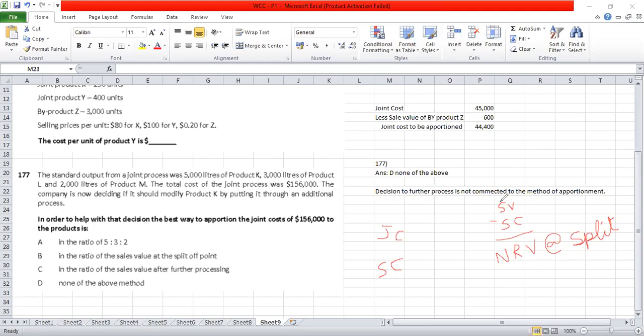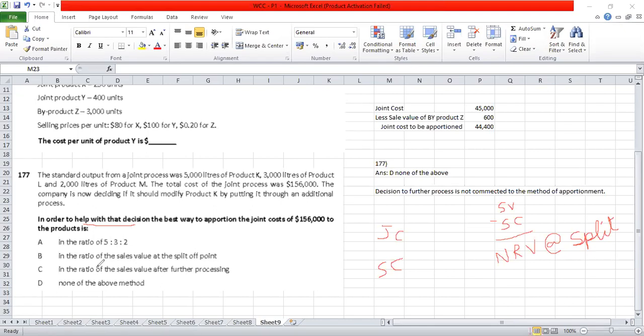In that case, can't we take the ratio, ma'am, 5:3:2? We can see the question again. Once again, please look into this one in order to help with the decision. But the decision is unconnected, no? What is the proportion in which the joint cost should be apportioned? If the question addresses it like that, then A will be the right answer, because with the given set of information, all we have is the weight of the output: 5,000, 3,000, 2,000.